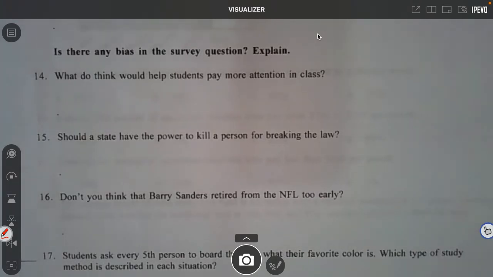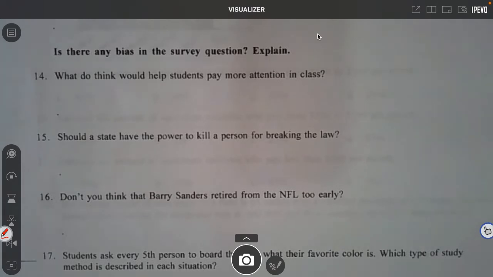Do you think that Barry Sanders retired from the NFL too early? Don't you think? Persuasive. Yeah, you're persuading them to agree with you. They call that leading. It's a leading question. You're leading them to go along with what you're saying. Don't you think that? Because then that makes people be like, yeah, I do. So there is bias. It's a leading question. Can I just put persuasive language? Yes.